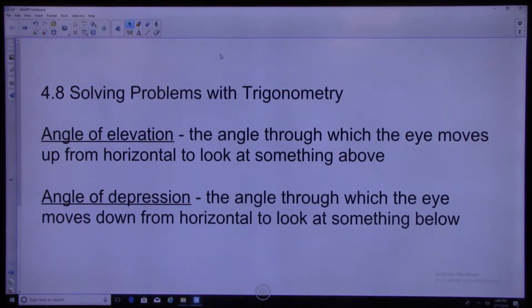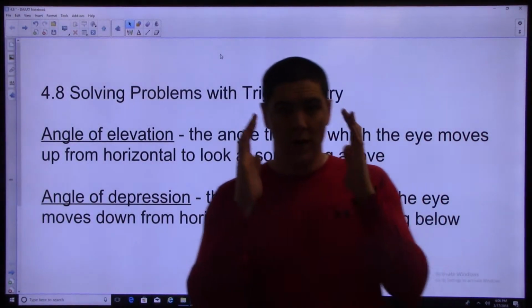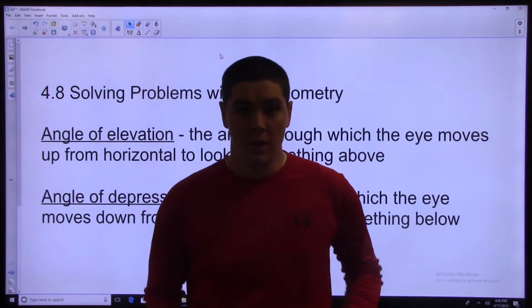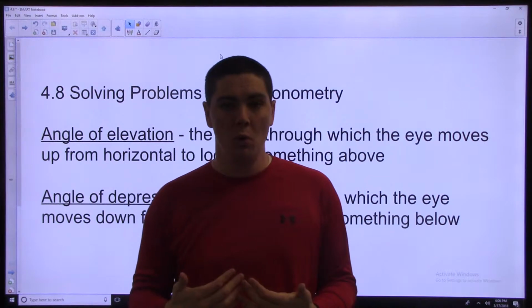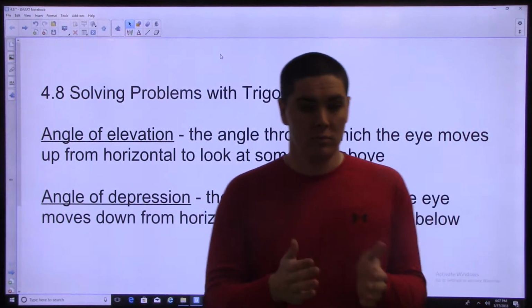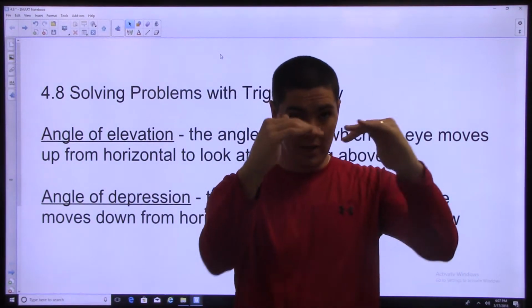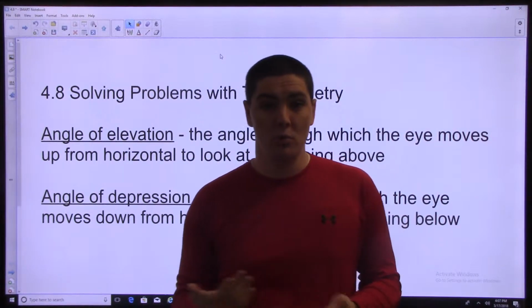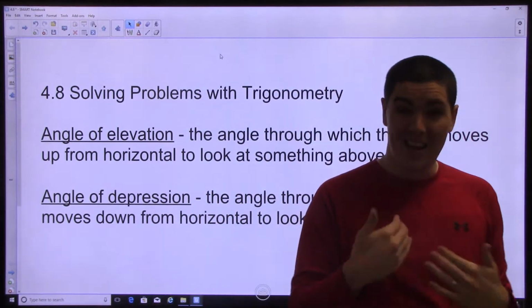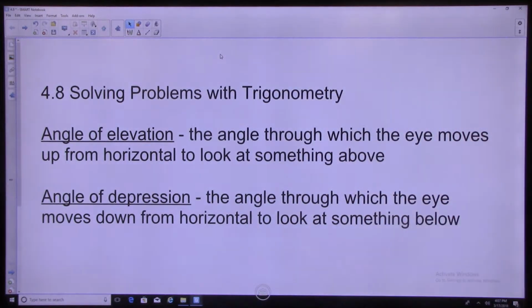Okay, so if you have to look up at something, so if right now I'm looking right at you, if I have to look up, I might have to move my neck, I might have to move my eyes, whatever that angle is formed by, instead of looking horizontally, straight ahead, I'm going to be looking up. So however much I move my neck or how much I move my eyes there, that angle is going to be your angle of elevation.